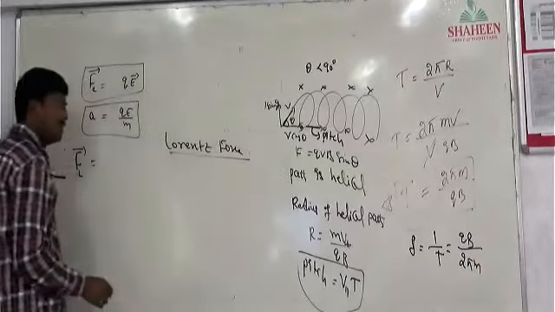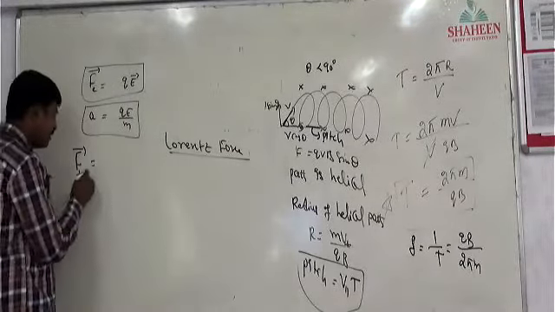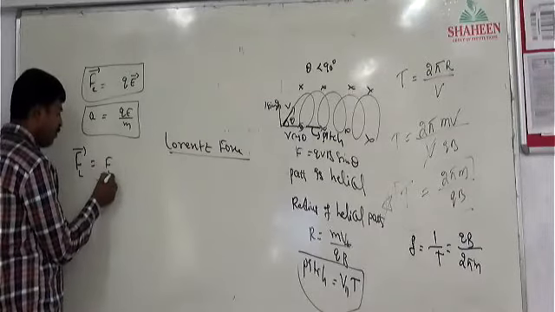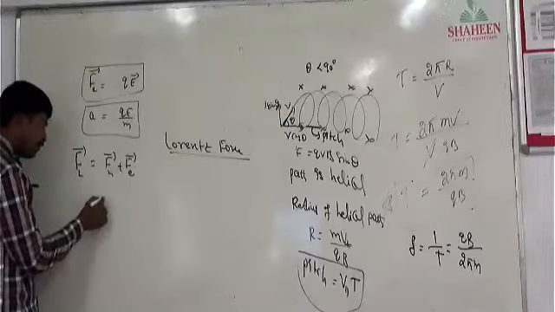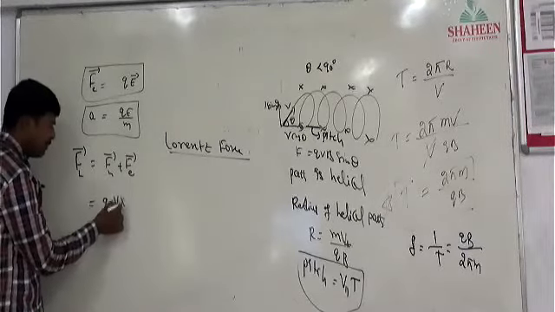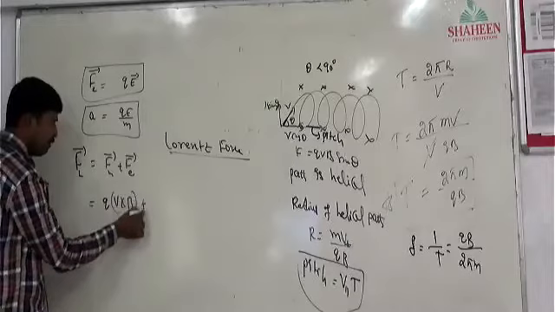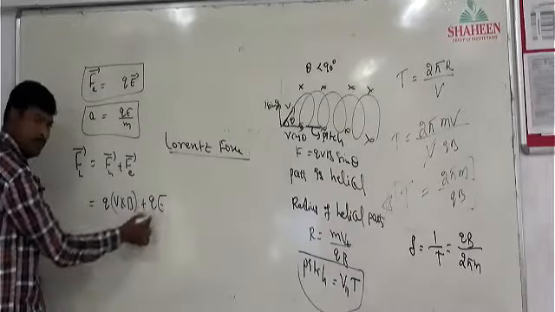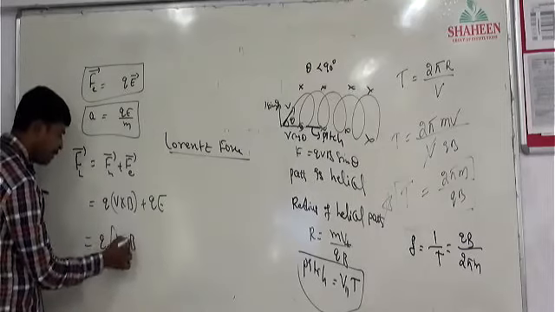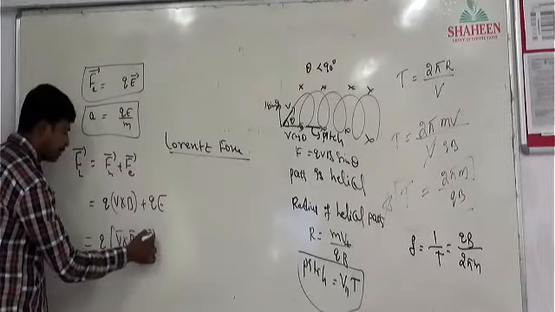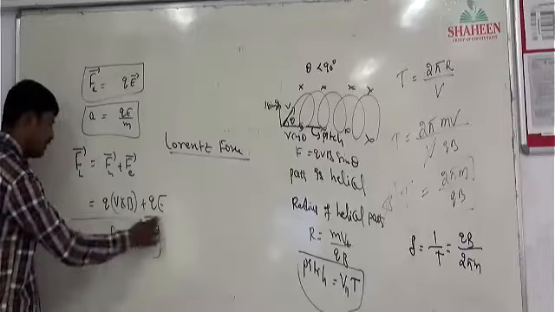Lorentz force means the combined electric and magnetic force, so that is magnetic force plus electric force, a vector addition. Magnetic force is what? Q into V cross B. Electric force is what? Q into E. So finally it can be written as Q into (V cross B plus E bar). This is the Lorentz force.